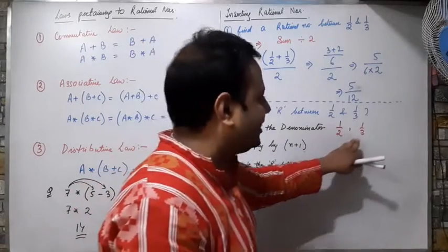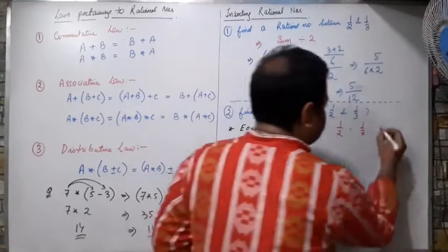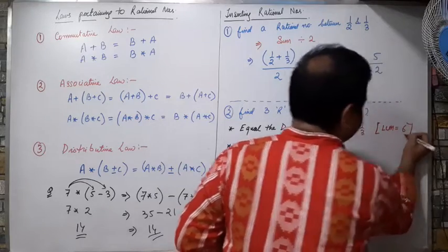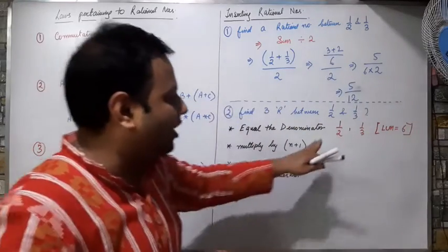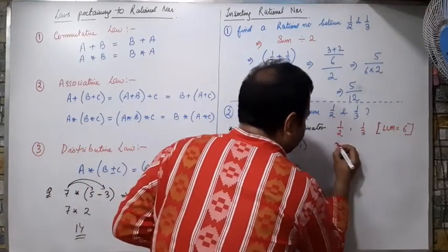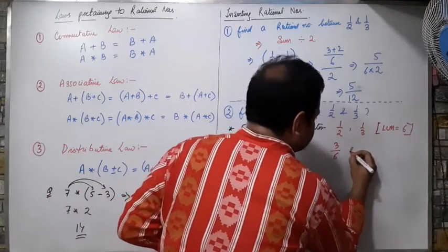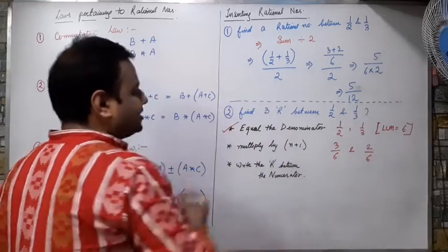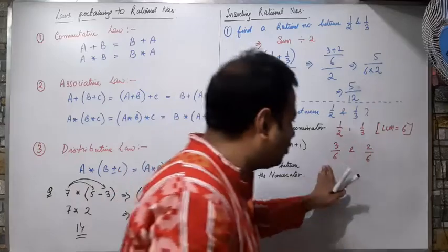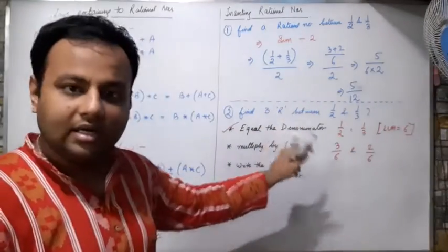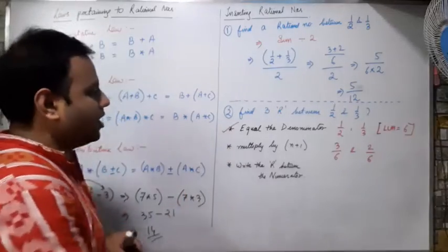So to equal the denominator, I will take the LCM. What is the LCM? The LCM is 6. So to convert 2 into 6, I will multiply by 3. So I will be getting here 3 by 6 and I will be getting here 2 by 6. So my first step is completed, that I have equalized the denominators. Correct? Now what is the second step?